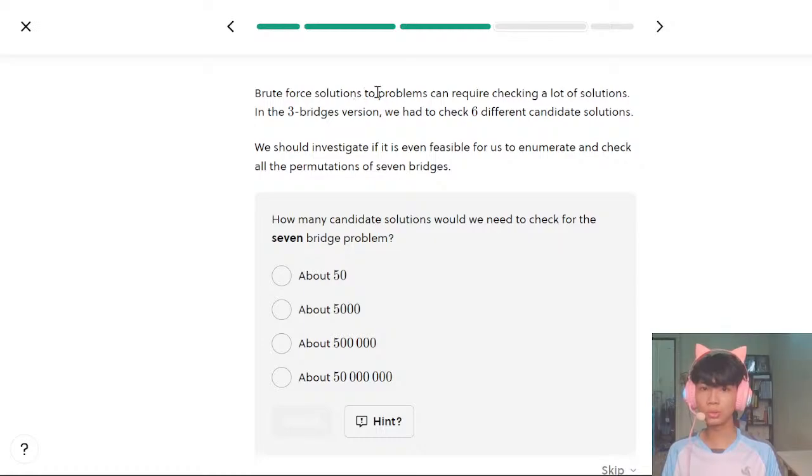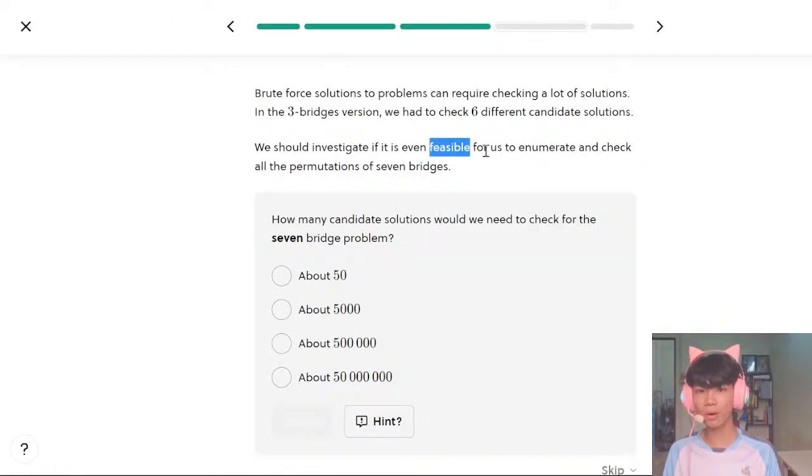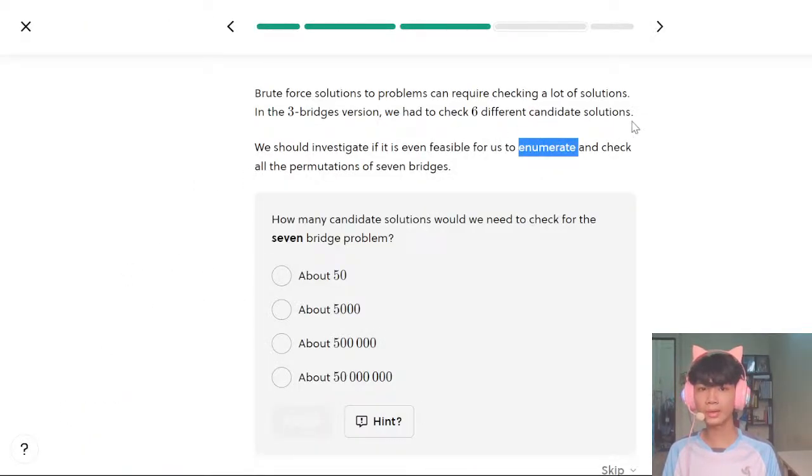A brute force solution to problems can require checking a lot of solutions. In the 3 bridges version, we had to check 6 different candidate solutions. We should investigate if it is even feasible for us to enumerate and check all the permutations for 7 bridges. How many candidate solutions would we need to check for the 7 bridges problem?